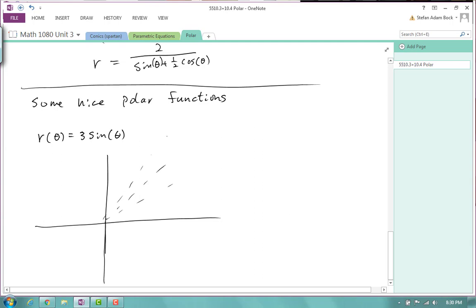So, if I plug in theta equal to 0, I get 0. Right, good. If I plug in pi over 6, I get 3 times sine of pi over 6, which is equal to 3 times 1/2. So I'll say 1.5 is right here. That means I'll have 1 here, 2 here, and 3 here. If I plug in pi over 4, I get 3 times root 2 divided by 2.